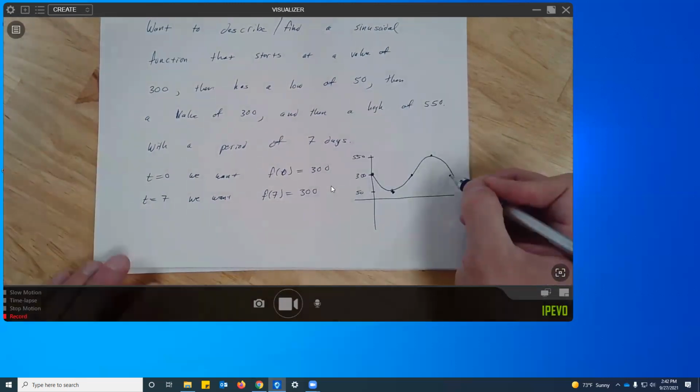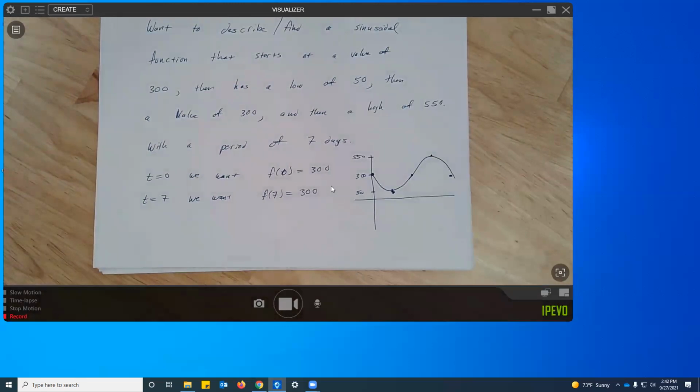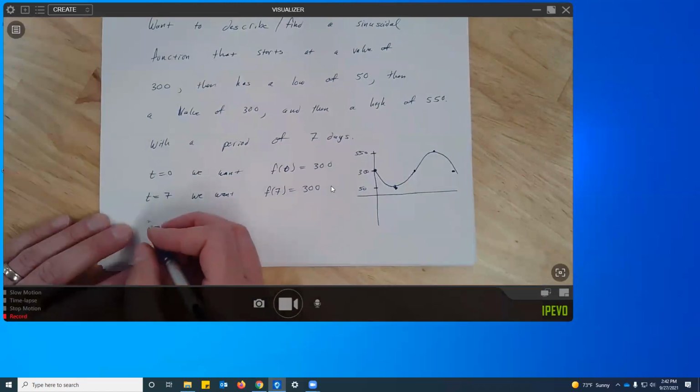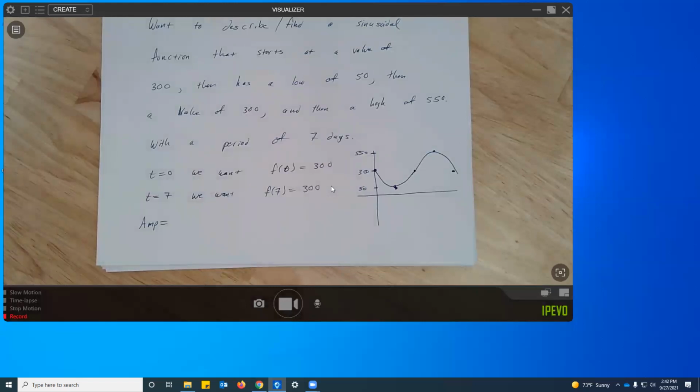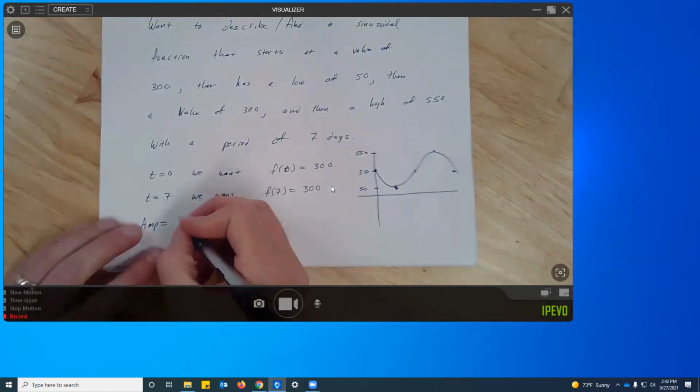And our job is to figure out what the function actually looks like. I think we can see a lot of the things here. The way I think about the amplitude is it's the total length of the range cut in half. So what is the range here? From how low to how high? And what's the length of that? 550 minus 50 is 500, which means the amplitude is half of that.